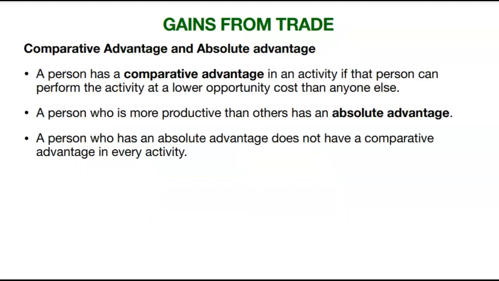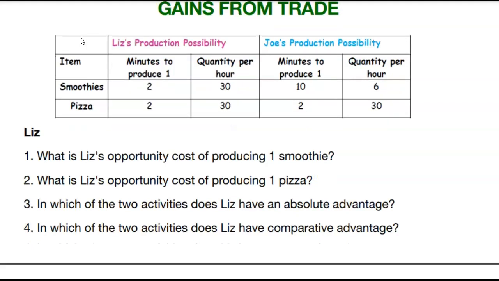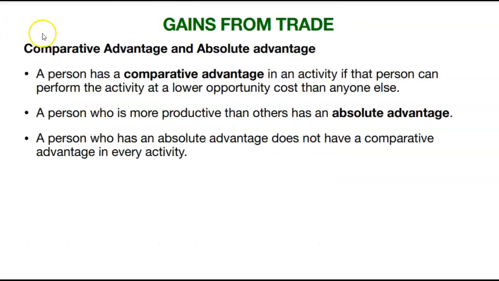Gains from trade is very, very important, absolutely important. Comparative advantage and absolute advantage. Very important, so first let me discuss what that is. Comparative advantage is when a person can perform an activity at a lower opportunity cost. To summarize, comparative advantage is when a person has a lower opportunity cost than someone else. Absolute advantage is when a person has more production than someone else.